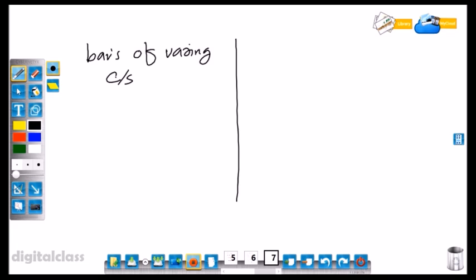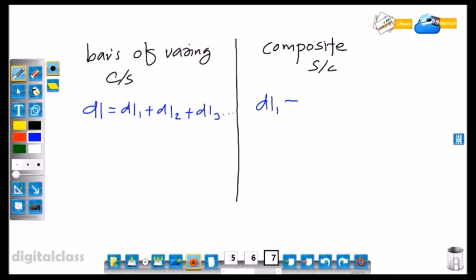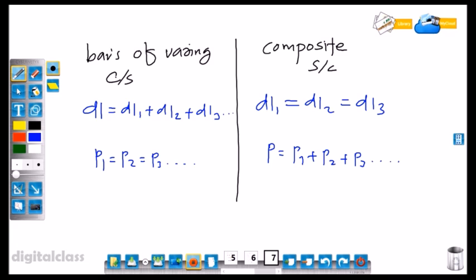We can compare bar of varying cross section with composite sections. As I already told, bar of varying cross sections means they are connected in series, and composite sections are connected in parallel. So in bar of varying cross section, delta L is equal to summation of delta L of each section, whereas in composite section delta L, that is change in length of each section, is equal. In bar of varying cross section, force acting on each section is the same, that is P1 is equal to P2 is equal to P3, and in composite sections total load is summation of load shared by each section.